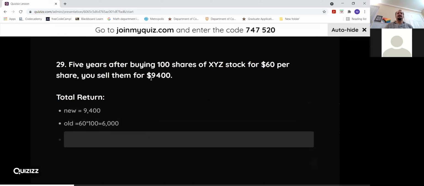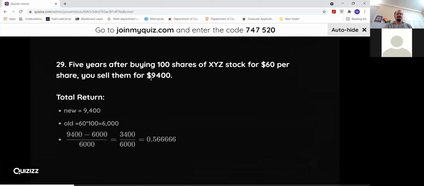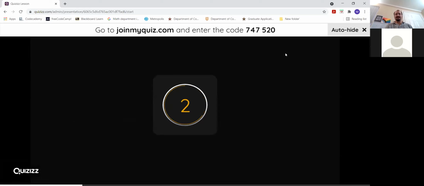So this is what I basically said. The new is the 9,400. The old is the 6,000. Doing the relative difference, I didn't put my multiply by 100. That's how lazy I was. This is 56.67%. It looks like we all got that. Something like that.